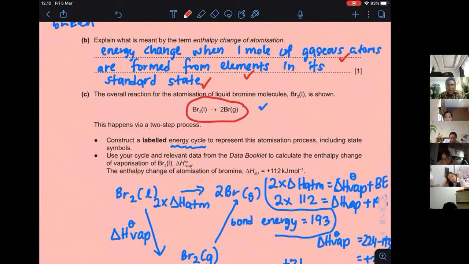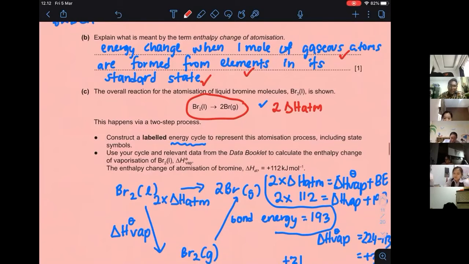You can see Br2 at standard state, at 25 degrees Celsius, is going to be liquid. So you have to put liquid, and in this case it is going to be 2 times the enthalpy of atomization, because they are not forming 1 mole, they are forming 2 moles of Br.